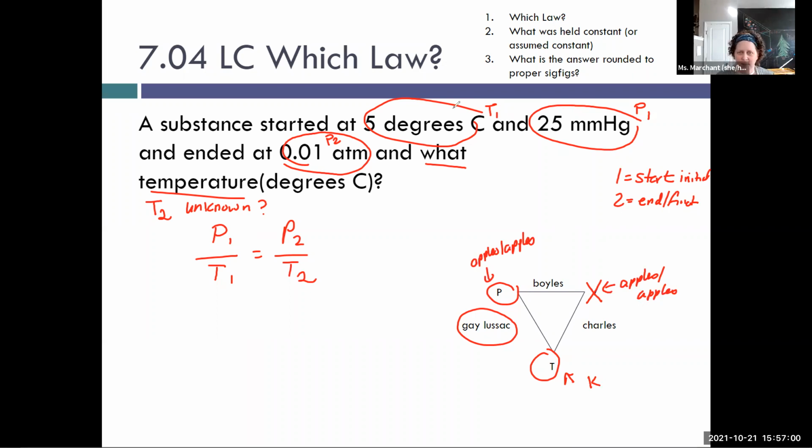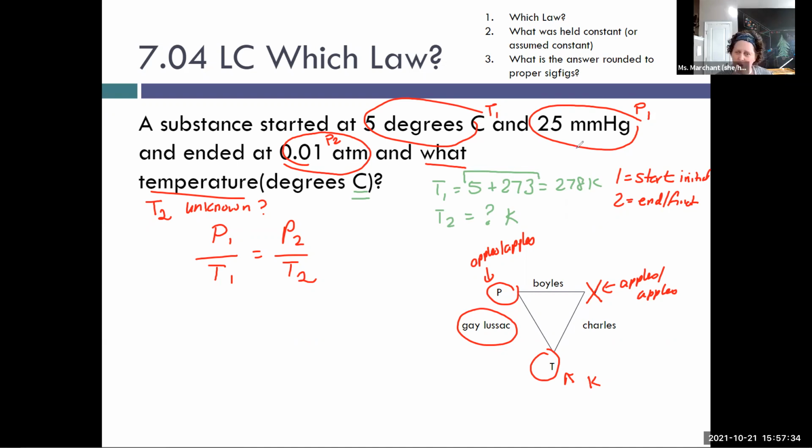Okay, so we got some converting to do here. So some side quests. 5 degrees C. So temperature 1 is equal to 5 degrees C. How do I convert it to Kelvin? Add 273. Temperature 2 is what we need to find. So my answer for temperature 2 is going to be in Kelvin, and then I'm going to have to convert back. If not, your equation won't work out because this is not dimensional analysis for temperature. It's adding, so you have to convert to Kelvin each time.